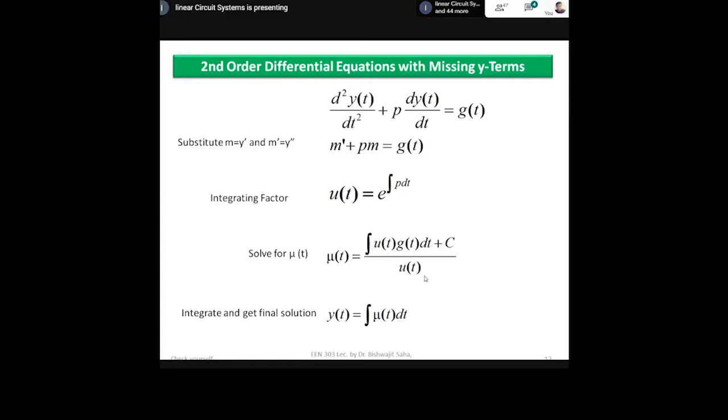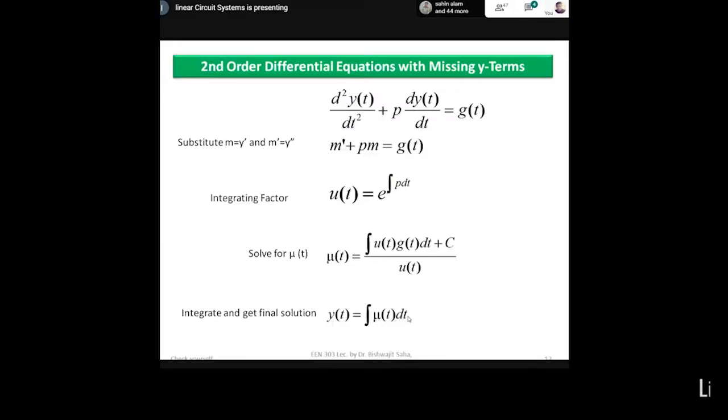Divided by u of t. So this is the mu of t equation which is necessary to find out the final solution. And the final solution y of t equals the integration of mu of t dt. So if we look at this, yes, please.